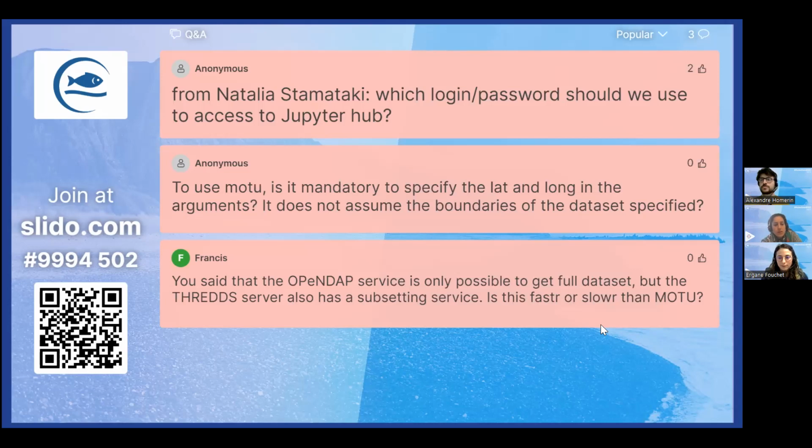Okay, and one last one. You said that the OpenDAP service is only possible to get full data sets, but the THREDDS server also has a subsetting service. Is this faster or slower than Motu? It's a good question. I haven't really timed the different solutions. Maybe Martin would be more comfortable answering this question. Yeah, sure.